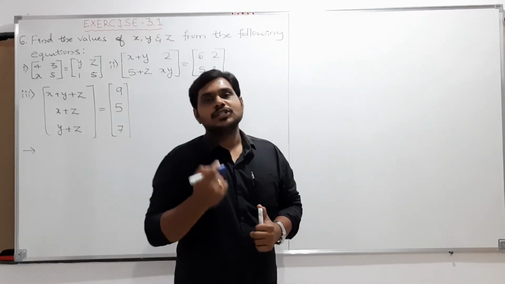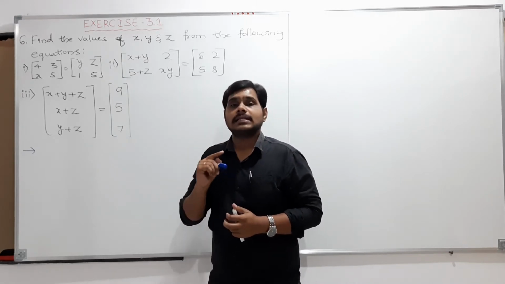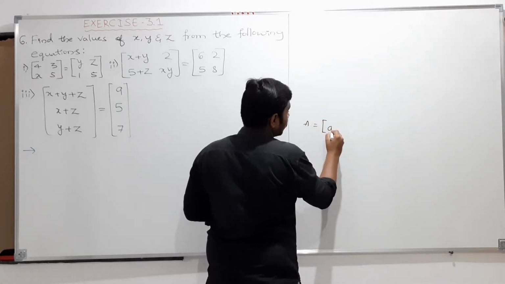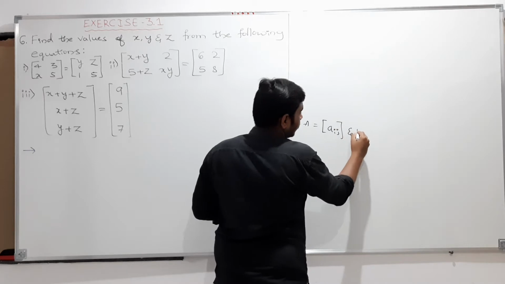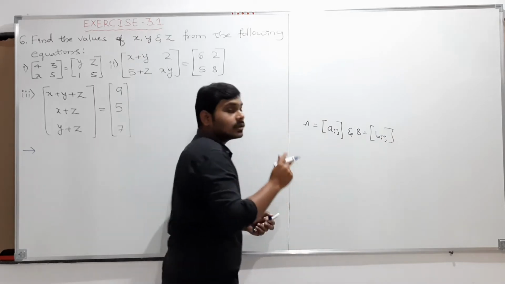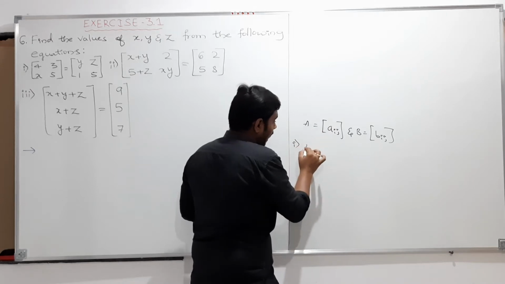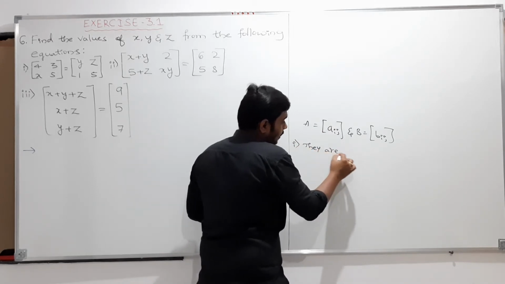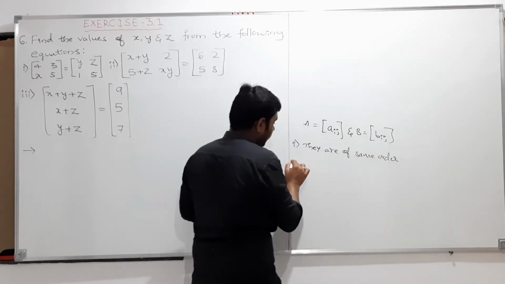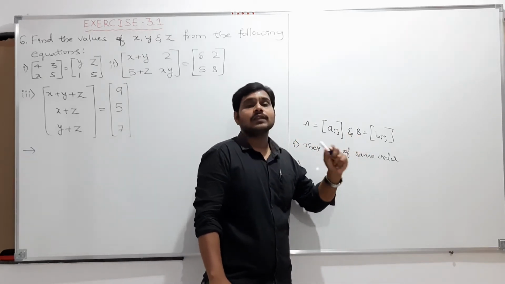Hi my dear students, in the previous videos we discussed when we say that two matrices are said to be equal. So if I have two matrices, A equals Aij and B equals Bij, these two matrices are said to be equal if the first condition is satisfied, that they are of the same order. These two matrices should be of the same order.